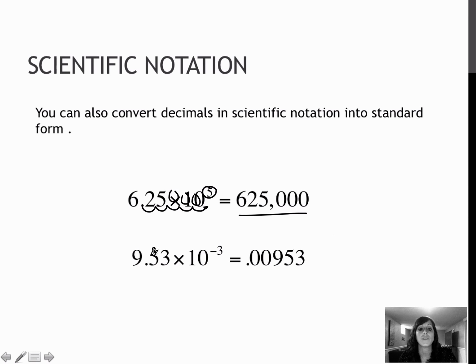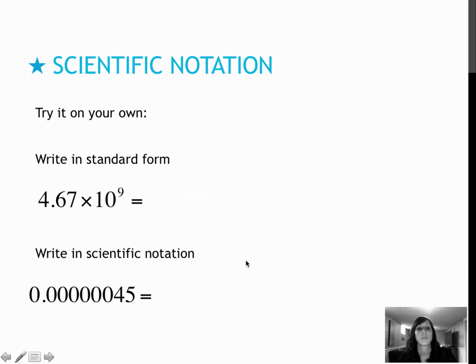For 9.53 times 10 to the negative 3rd, or 9 and 53/100ths, times 10 to the negative 3rd, this is saying go 3 units to the left. So 1, 2, 3, again zeros as placeholders, gives me this value. Go ahead and try these two on your own, practicing how to convert from one form to the other, then press play to see how you did.